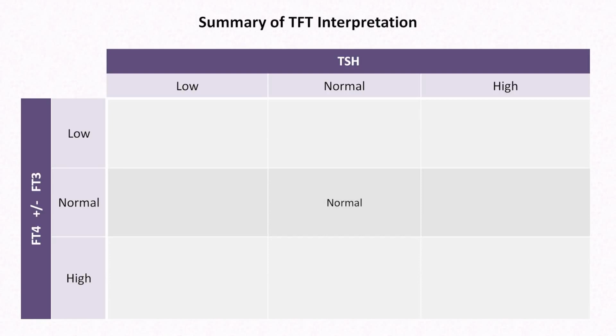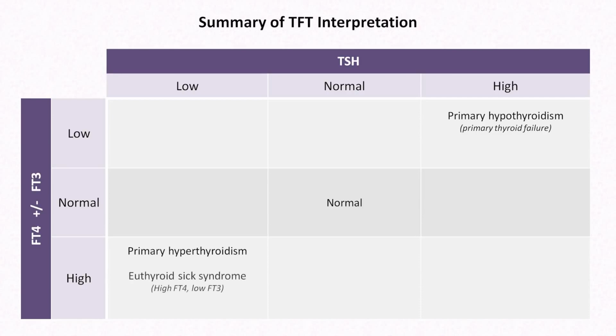Now the most common scenario, other than everything being normal, is still high TSH and low T4 plus or minus T3, which is consistent with just primary hypothyroidism. There isn't really anything else that commonly causes that pattern. In the event that TSH is low and T4 and T3 are high, that's still consistent with primary hyperthyroidism, but it's also consistent with euthyroid sick syndrome, particularly if the free T4 is high but free T3 is low.